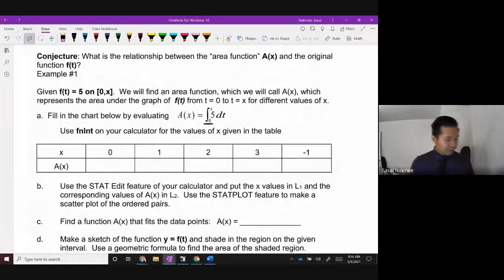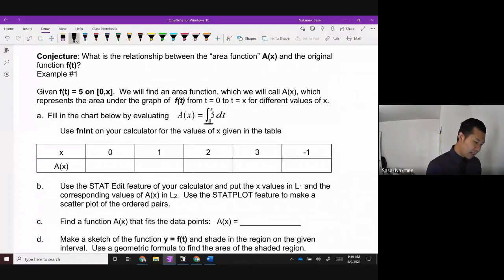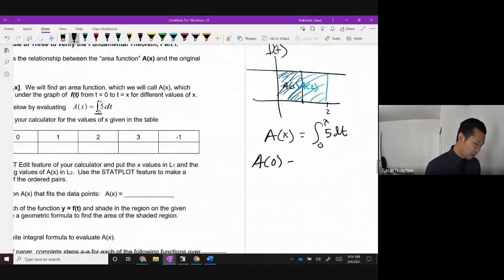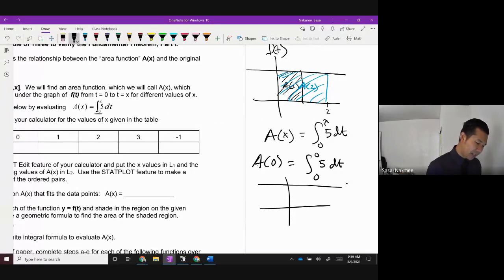So for a quick example, a of x, when x is equal to 0, what is that going to equal? Well, when x is equal to 0, a of 0 is going to equal the integral from 0 to 0 of 5 dt. Well, what does that look like? Remember, this is just a straight line that goes straight across at 5 for f of t. The area function is asking me to calculate the area from 0 to 0. What's the area from 0 to 0?